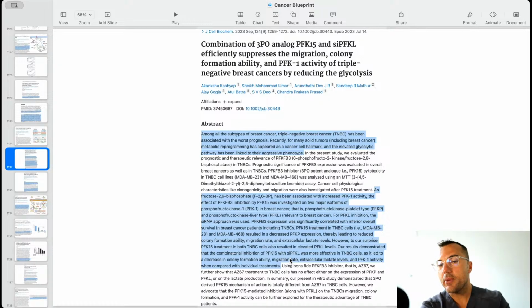And they showed that in combination, it clamped down both isoenzymes, or both isoforms of the enzyme, which basically shut down the Warburg effect, and it was more effective in this triple-negative breast cancer model, as it led to decreasing colony formation ability, migration rate, extracellular lactate levels, and PFK1 activity when compared to individual treatments. So if they gave one, the other one would upregulate. If they gave one, the other would upregulate. If they gave both, that was enough to have a better effect, or maybe a more sustained effect is a better way to say it.